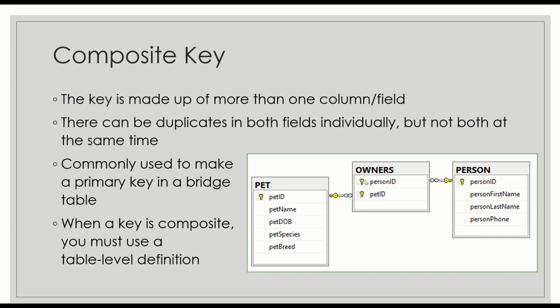When the key is a composite, it means that it's the combination of the 2 fields that has to be unique. So there can be duplication in both fields individually, but not the combination of the 2 fields. So you can't have 2 that are the same at the same time. The most common use of composite keys is to make a primary key in a bridge table, as we've done here. And when the key is composite, you must use a table level definition. You can't define it at column level because it uses more than one column.